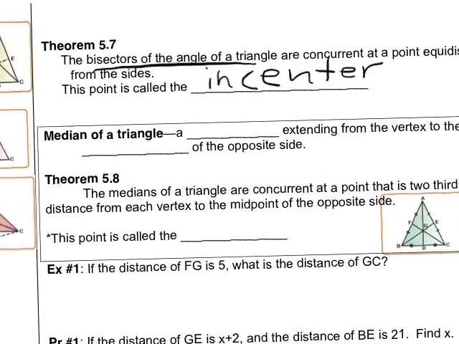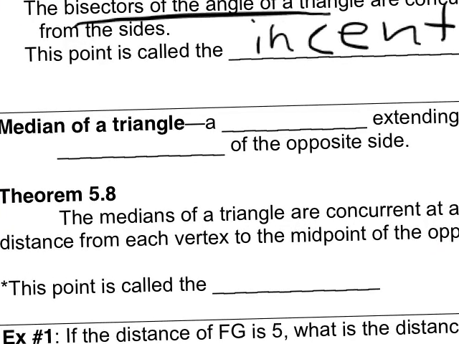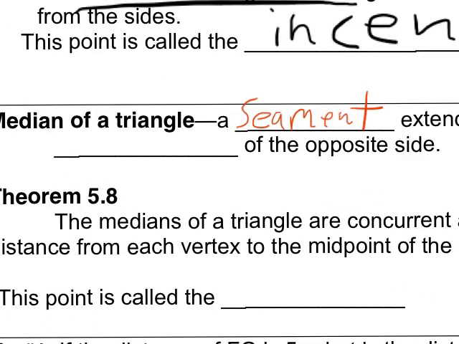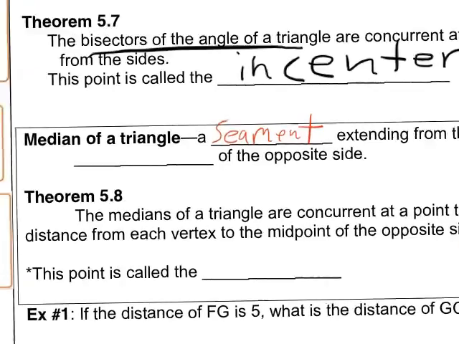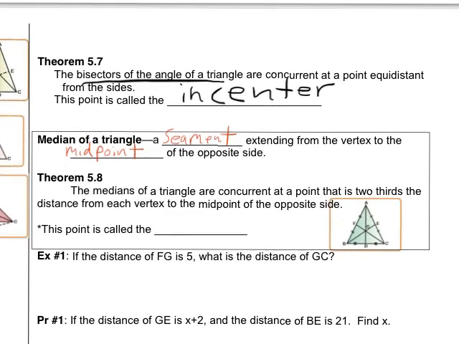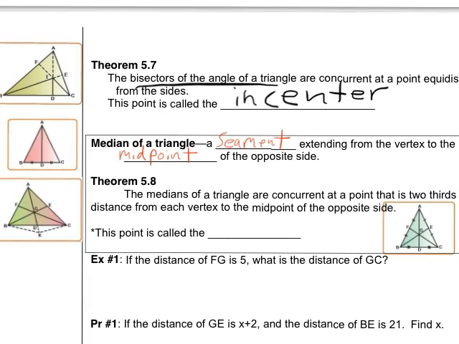Median of a triangle. This is a segment extending from the vertex to the midpoint of the opposite side. Okay. So a segment extending from the vertex to the midpoint of the opposite side. And if you look over here, we have some pictures of that.